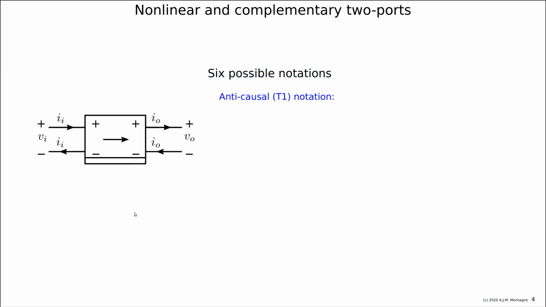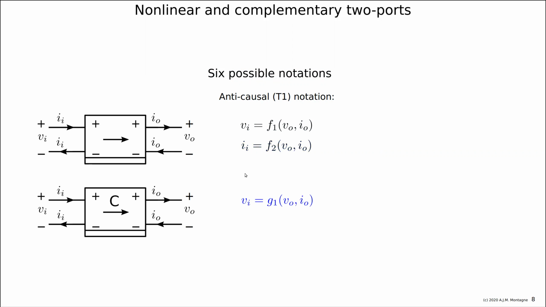You could have done it with the plus minus signs inside as well, so you can leave it out. But I just gave it an extra line to stress the orientation of the nonlinearity of the device. So we have 6 kinds of notations for such a device. And we use the anti-causal notation in which we write the input voltage and the input current as a function of the output quantities. So that will be, of course, different functions, and in this case general nonlinear functions. A complementary device, we write in a similar way, but now with G instead of F.